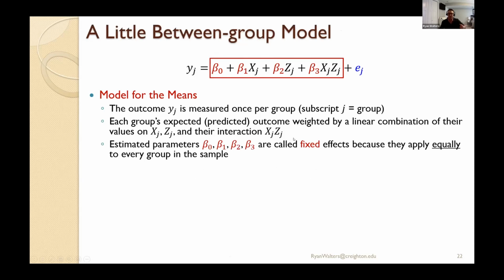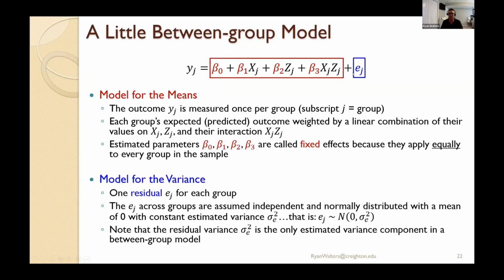Okay. The reason that we use the terms fixed versus random is because fixed effects are assumed to be fixed across all groups in our study, meaning that the regression slope for any given predictor variable, its fixed effect, is going to be assumed to apply equally to every single group in the sample. That's an empirical question that we're going to test with random slopes, but initially those fixed effects are assumed to apply equally. The model for the variance is one residual for each observation.